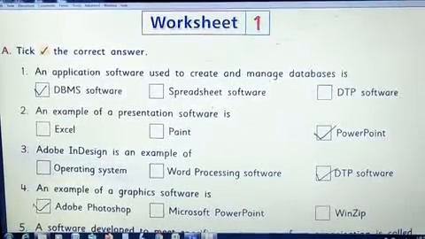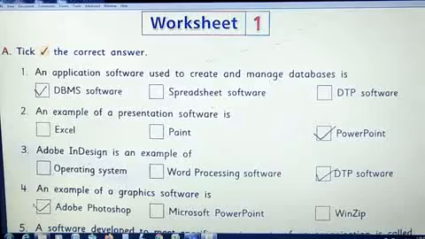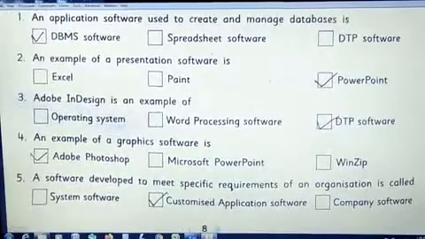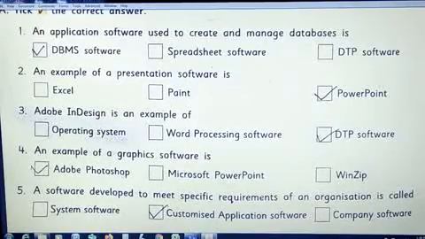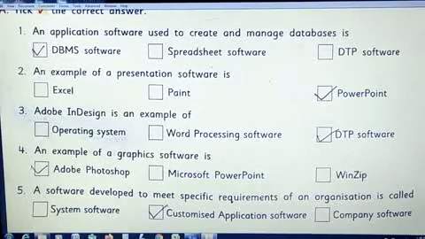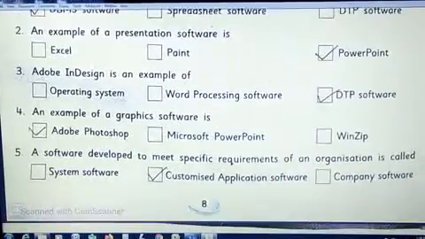The exercise A with 5 questions. Here are the 5 questions. Choose the correct one. Questions with their options. You find out the right one. Here I have already ticked the right one. You see it and note it down.